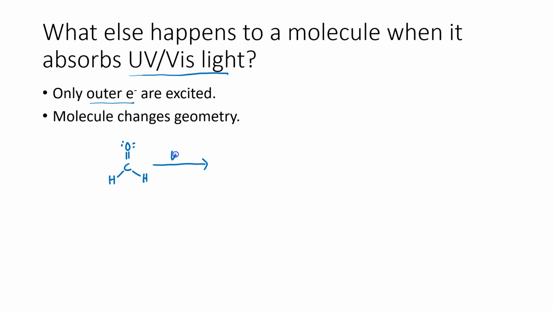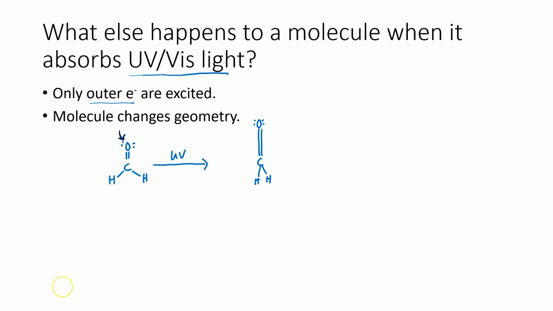If you hit it with UV radiation, this carbon-oxygen bond lengthens, and this hydrogen-carbon-hydrogen bond gets a little bit more narrow. And if I had to ask you, which electron do you think would get excited when hit with UV-Vis radiation? If you're thinking that it's probably one of these non-bonding electrons, you're right.